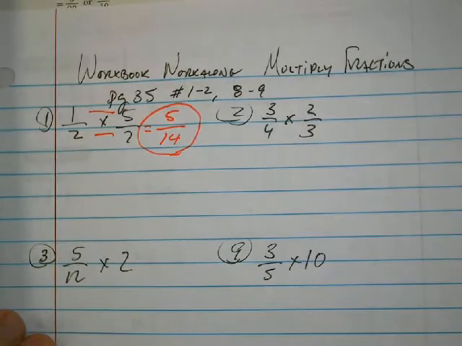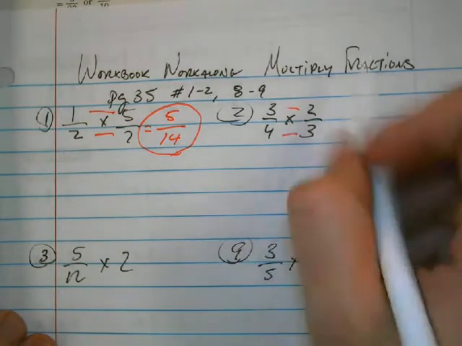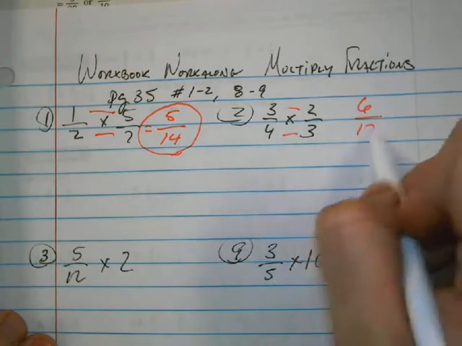I'm done. Now you try number 2 and then press play after you've done it to see if you've done it correctly. Okay, so hopefully you're done with number 2 because I'm starting now. 3 times 2 is 6, 4 times 3 is 12.